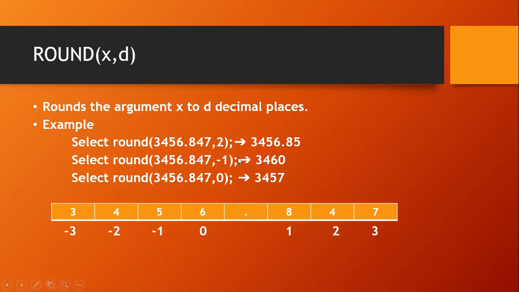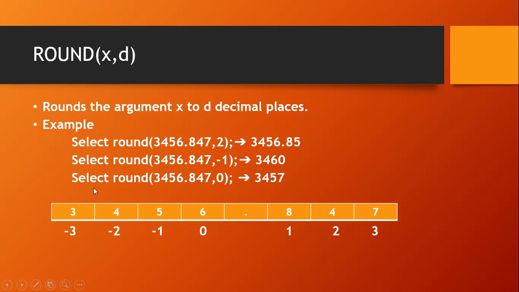3460. From here onwards, when it is 0, -1, and negative numbers in the decimal places, your output doesn't have any decimal places. It's only an integer number.